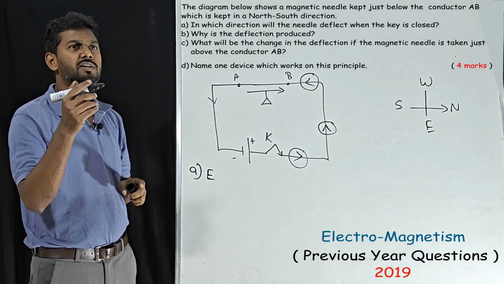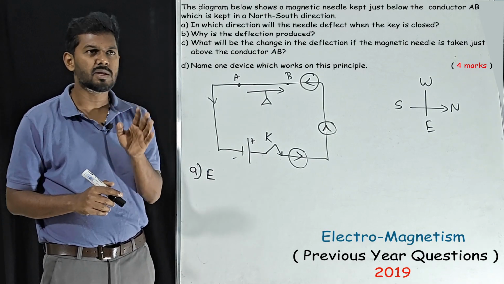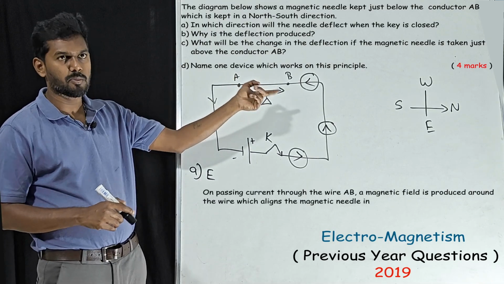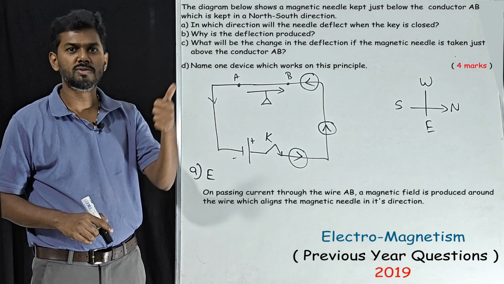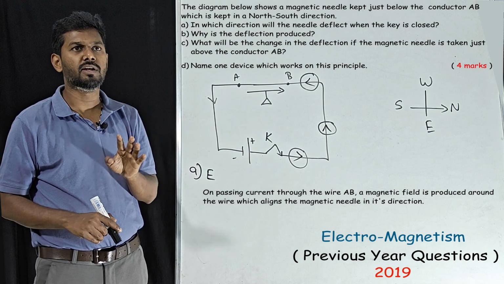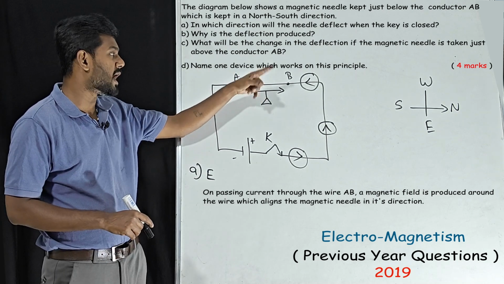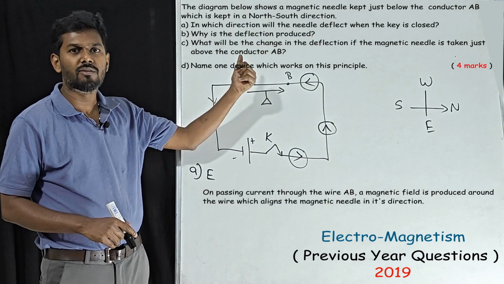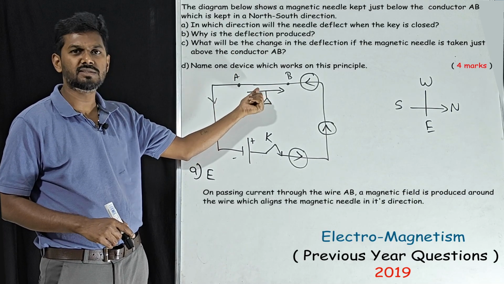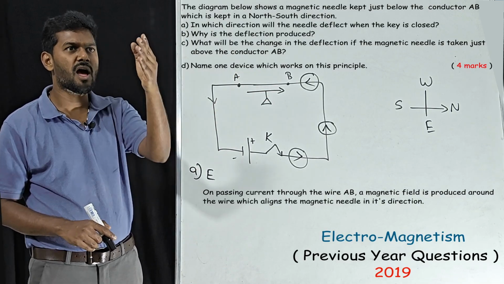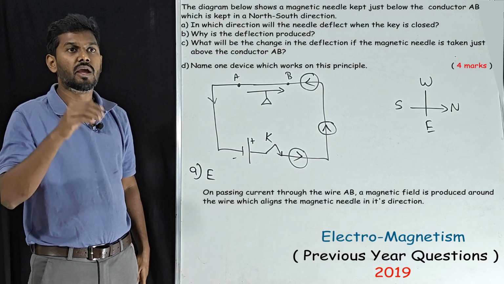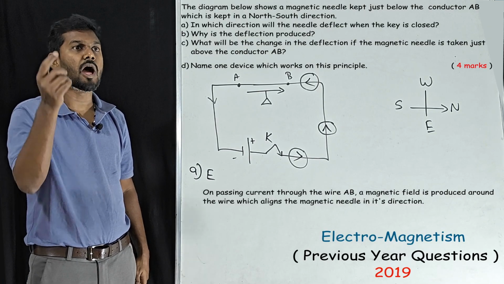Okay, why is the deflection produced? Very simple. On passing the current through the coil AB, wire AB, magnetic field is produced around the wire. That magnetic field will affect the alignment of this magnetic needle. This is the cause.